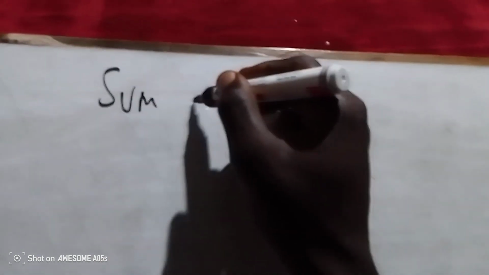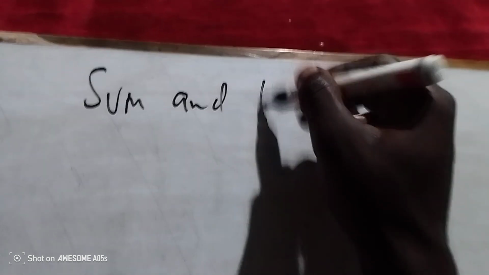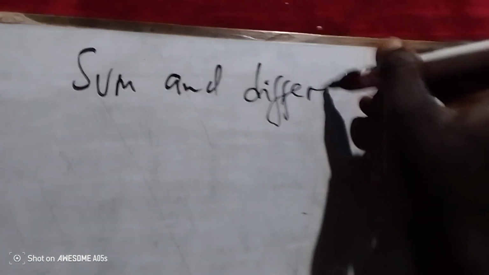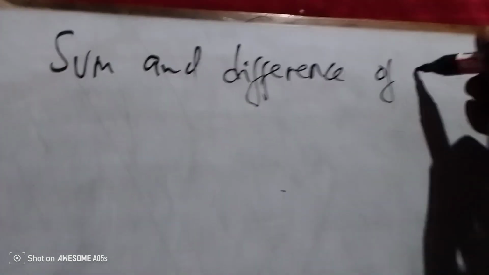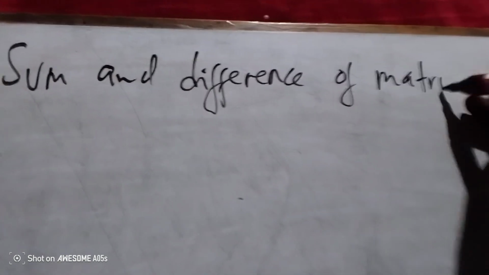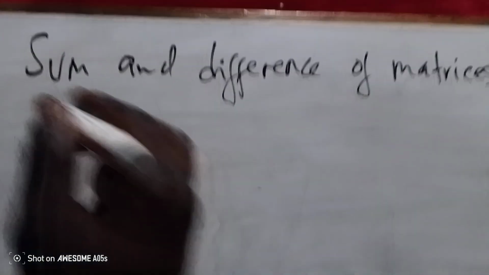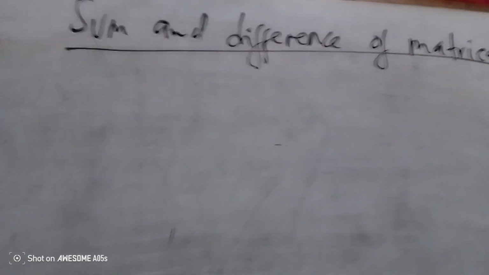Okay, after being done with the transpose of a matrix, we are now going for sum and difference of matrices. So sum and difference of matrices.